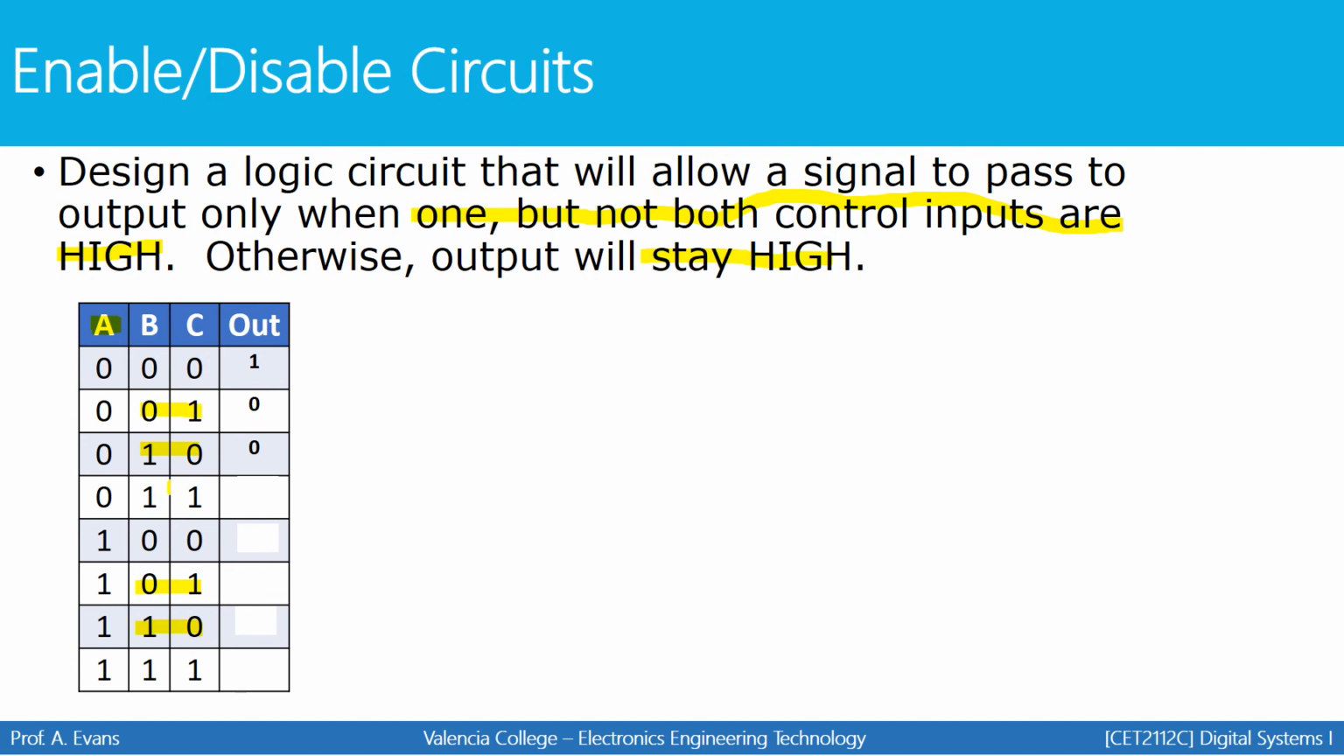For the next row, B and C do not meet the input conditions, so we know the output has to stay high based on the problem statement. Same thing for this row right here. Now, we've entered another case where B and C meet the control conditions, and now whatever is in A goes to the output. Same thing here. Whatever is in A goes to the output. And in this case here, the very final row, these two inputs do not meet the control conditions, so the output must be high based on the problem statement.